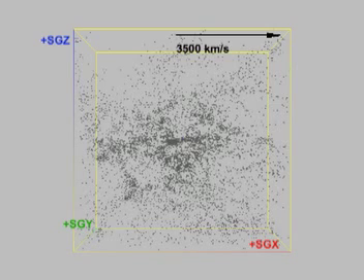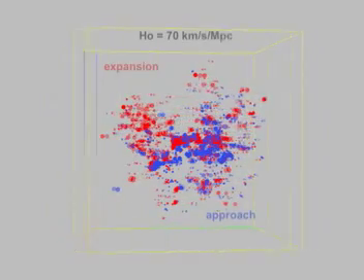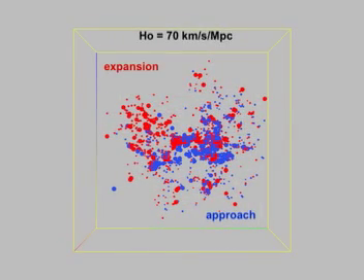The display is in supergalactic coordinates. The SGX, SGY, and SGZ axes are colored red, green, and blue, respectively. 1,800 of these galaxies have accurately measured distances. These galaxies are given colors here that indicate the deviation of their velocities from the cosmic expansion.